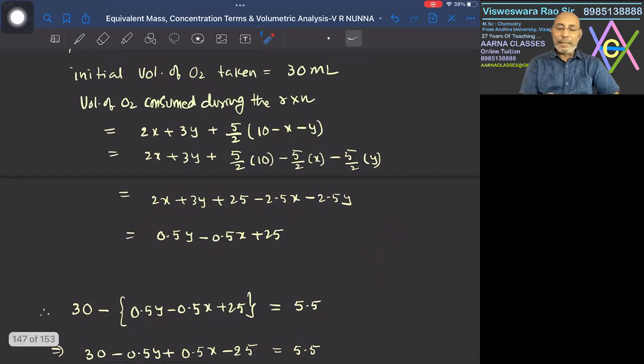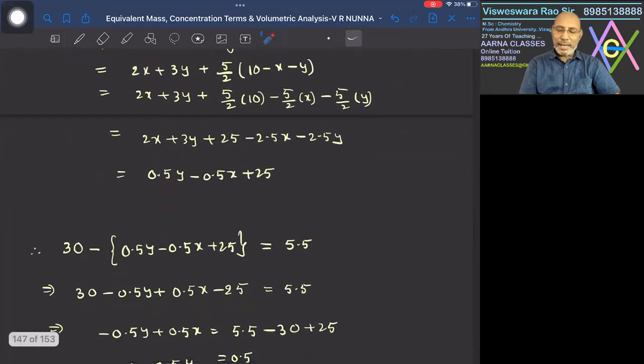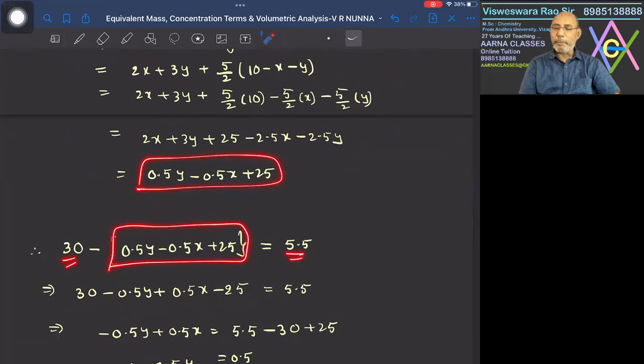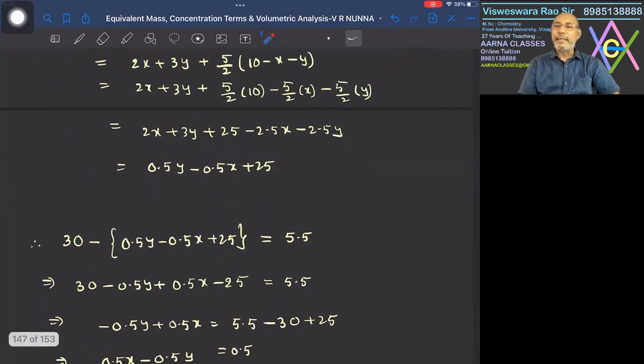Okay, so this is the volume consumed during the reaction, and this is the initial volume taken. This is the volume of oxygen left. That means the initial volume taken is this, consumed during the reaction is this. Volume left means 30 minus this one is equal to 5.5. The paper setter gave 5.5 ml volume of oxygen left in the reaction in an indirect way.